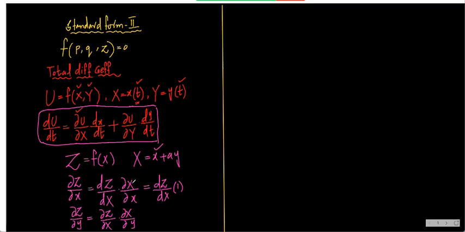Why? Because capital X is a function of two variables. Here you can see there are two variables, so the tau symbol will come. Now what is this value? This value is 1. We are differentiating partially capital X with respect to small x, so the answer is 1. Same story here. Here there is a small difference also. I'll show you what is the major mistake here. Here d will come.